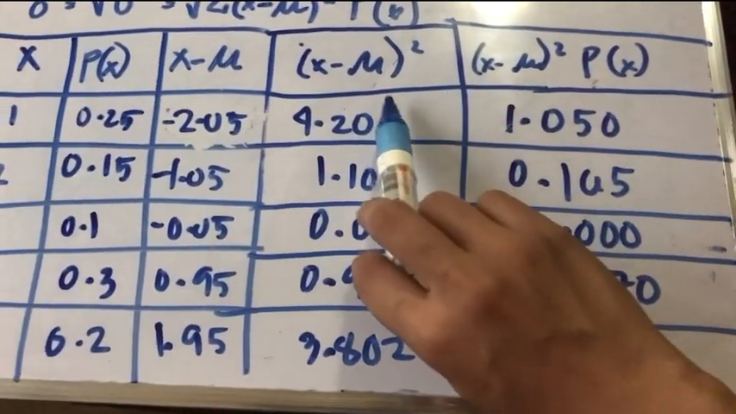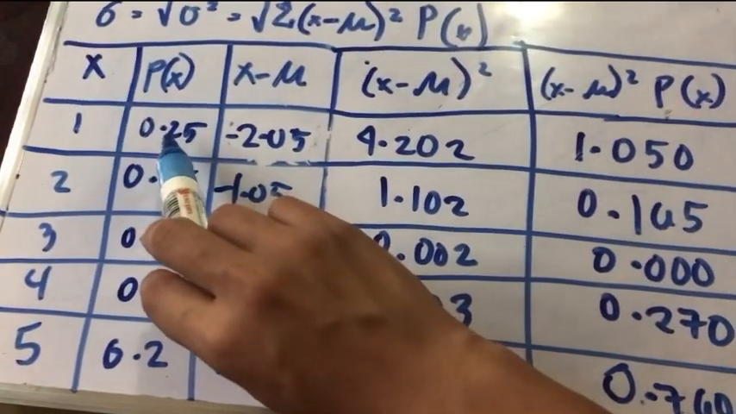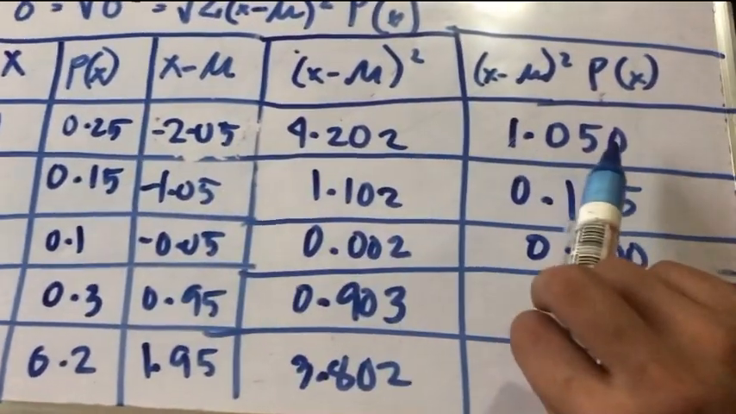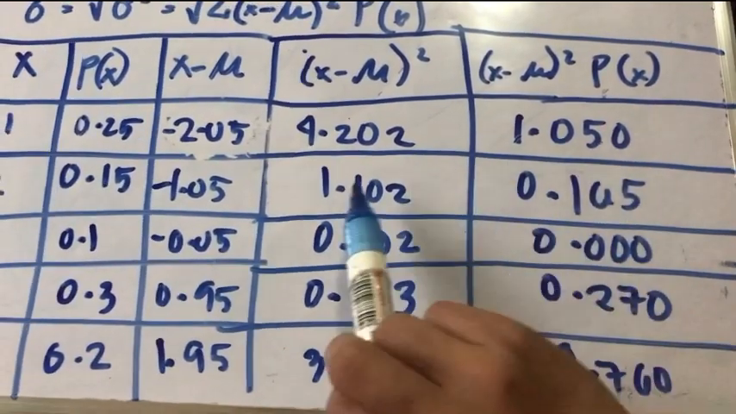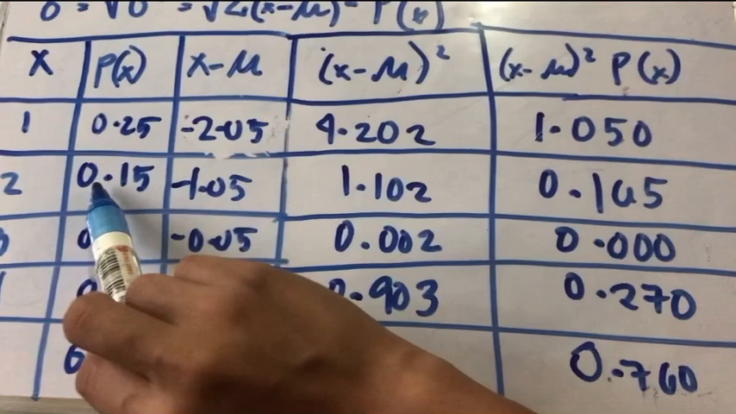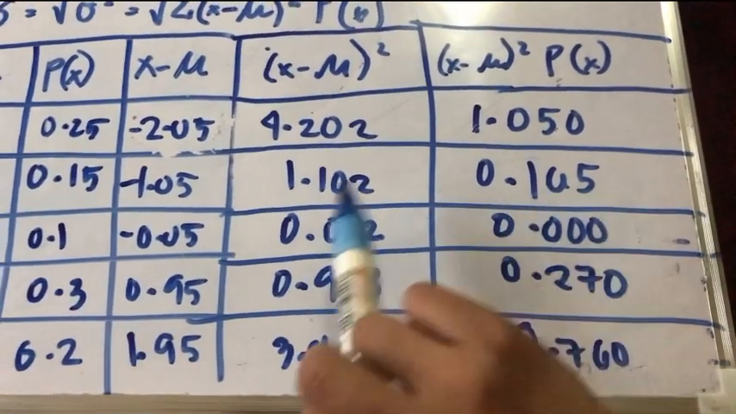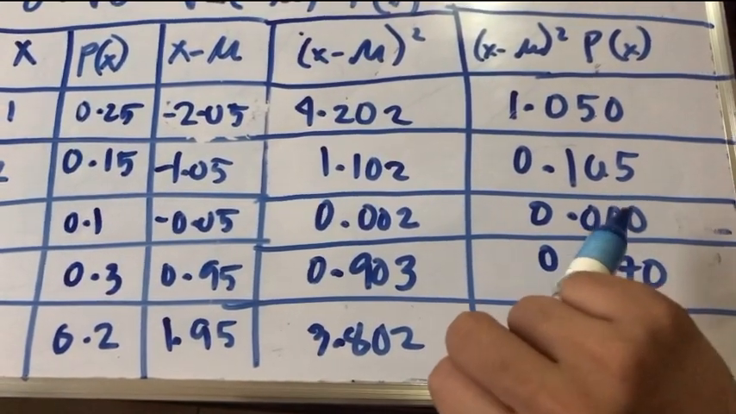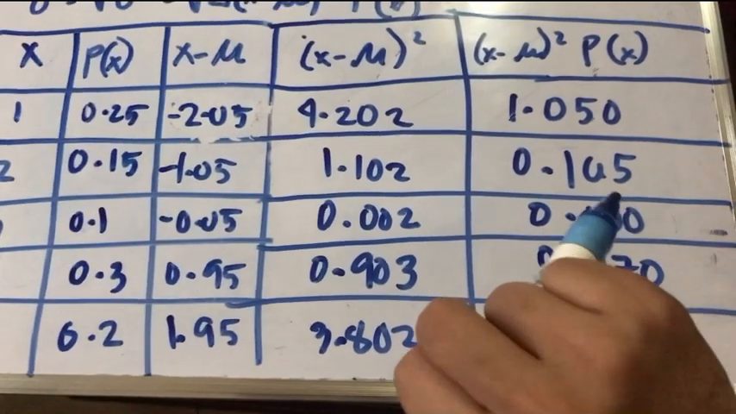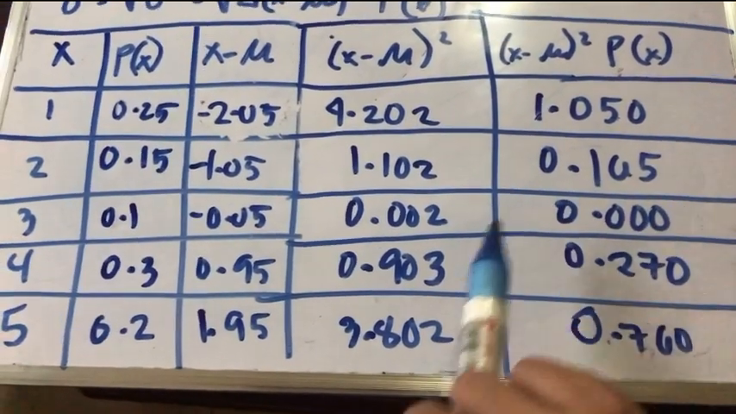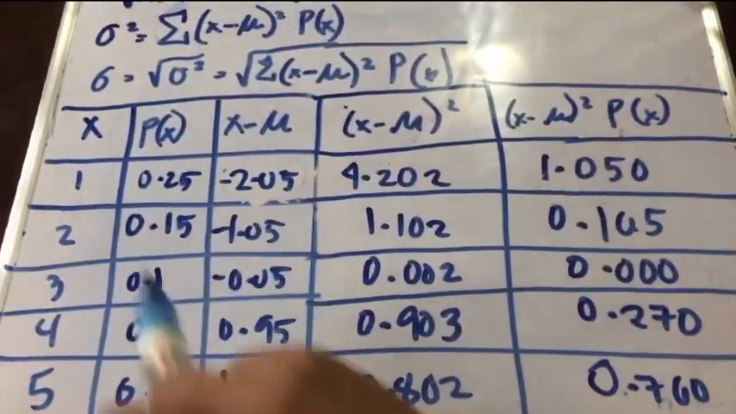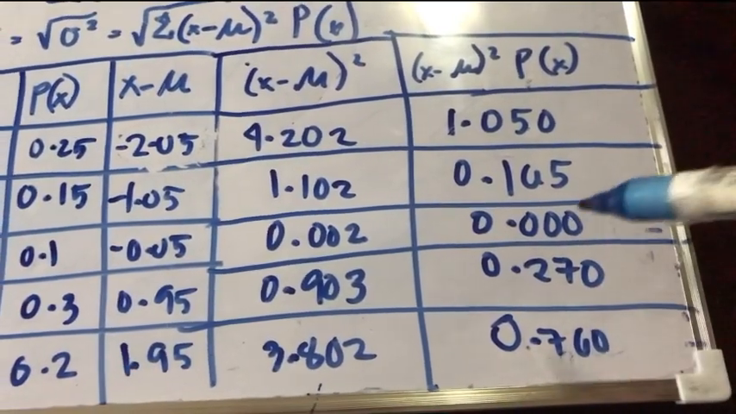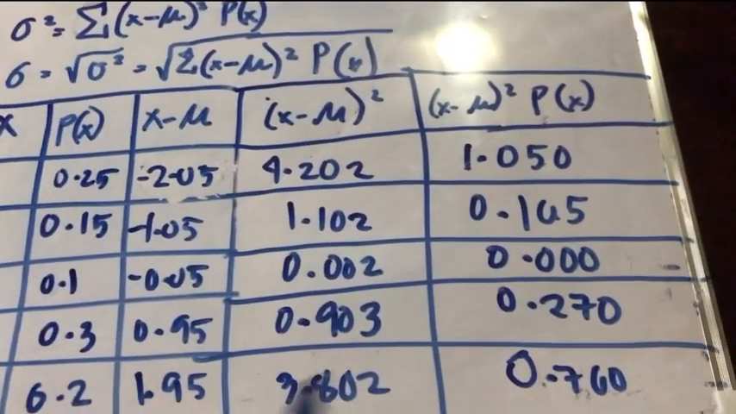From here, we are going to multiply this by its corresponding probability. So 4.202 times 0.25, this is the product. Next, 1.102 times 0.15, this is the product. 0.002 times 0.1, we have this product. I will round off to 3 decimal places, or 3 digits after the decimal point, and the rest will follow. So after making this table, we are going to add these digits, and the answer will be the variance.